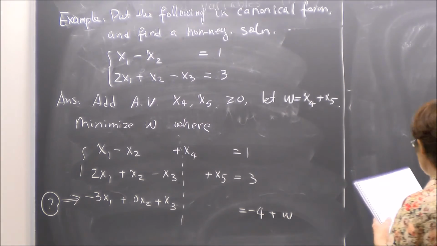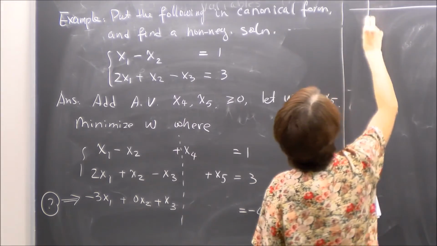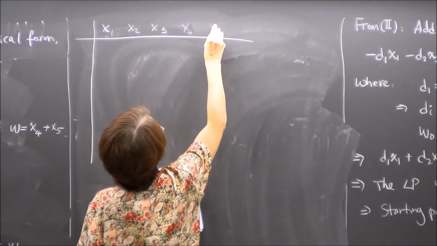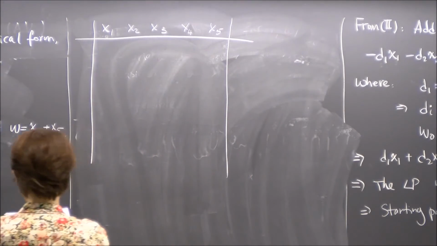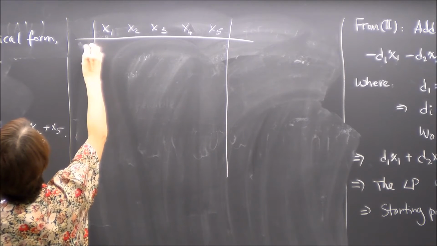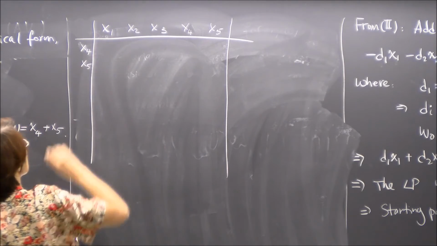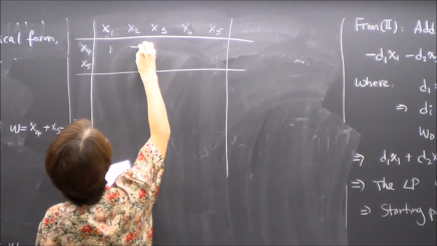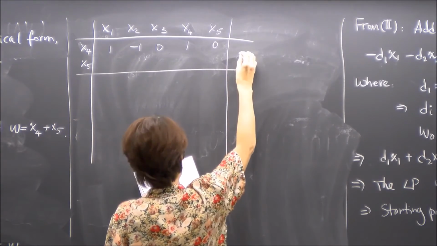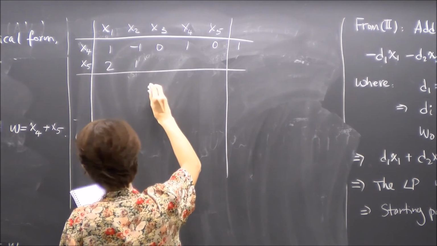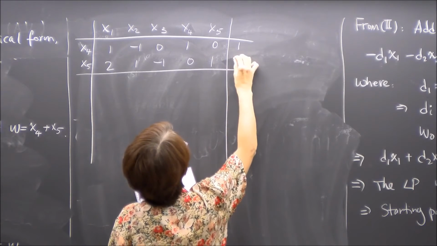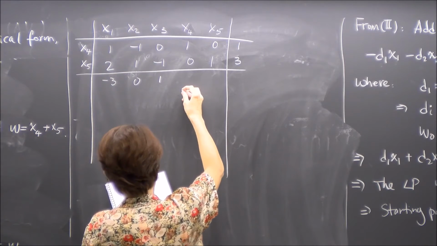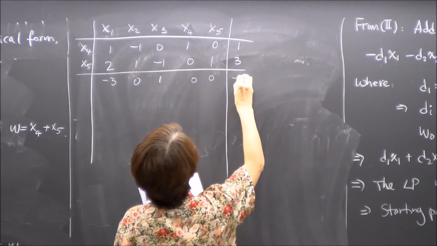Okay, so let's put it in tabular form, which I did, and I copied it. x1, x2, x3, x4, x5. Okay, and I know the basic variables right now are x4 and x5, right? That's the way we set it up. Okay, so let's put in the numbers. 1, negative 1, 0, 1, 0, 1. 2, 1, negative 1, 0, 1, 3. And then for W, I'll have negative 3, 0, 1, 0, 0, negative 4.